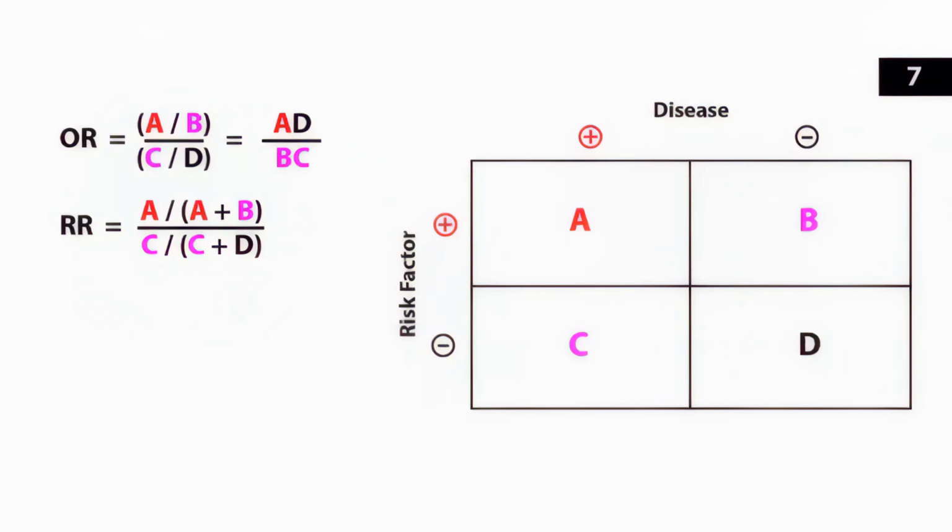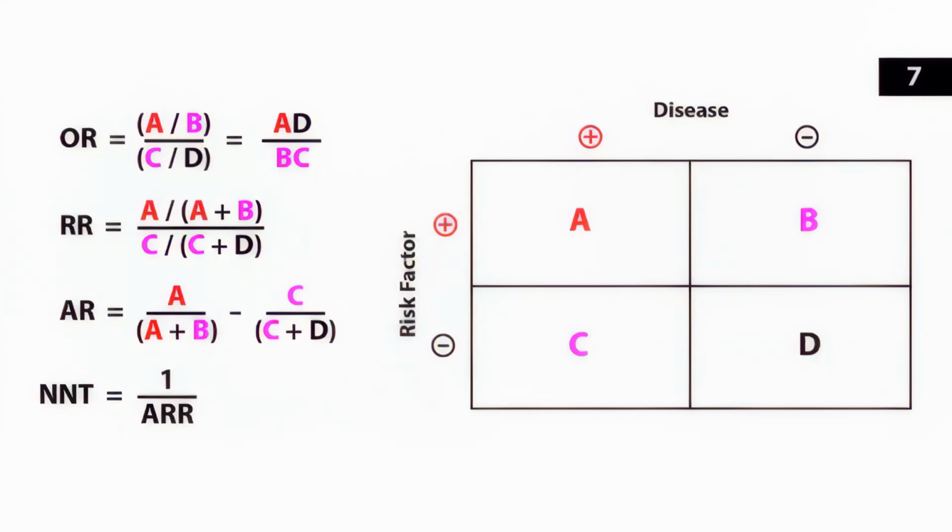Relative risk is A over A plus B divided by C over C plus D. This is the probability of acquiring a particular disease in a group with risk factors or exposures compared to a group without the risk factor or exposures. Attributable risk is the risk of developing a disease in a group with the risk factors minus the risk in the group without the risk factors. Or A over A plus B minus C over C plus D. And the number needed to treat is just 1 divided by the absolute risk reduction.